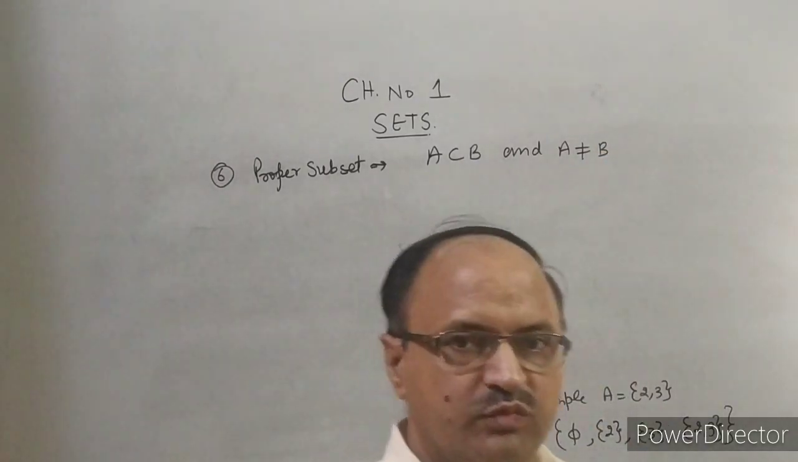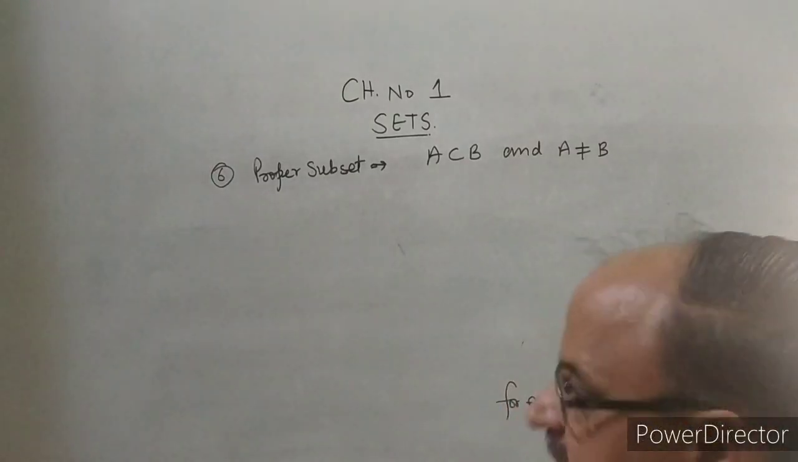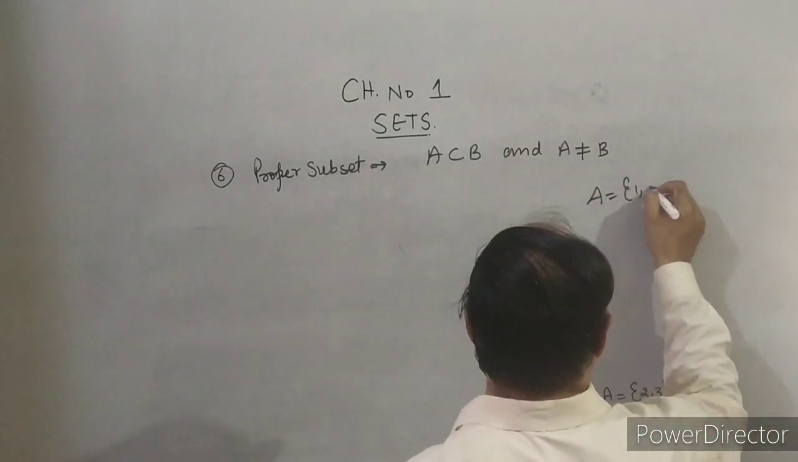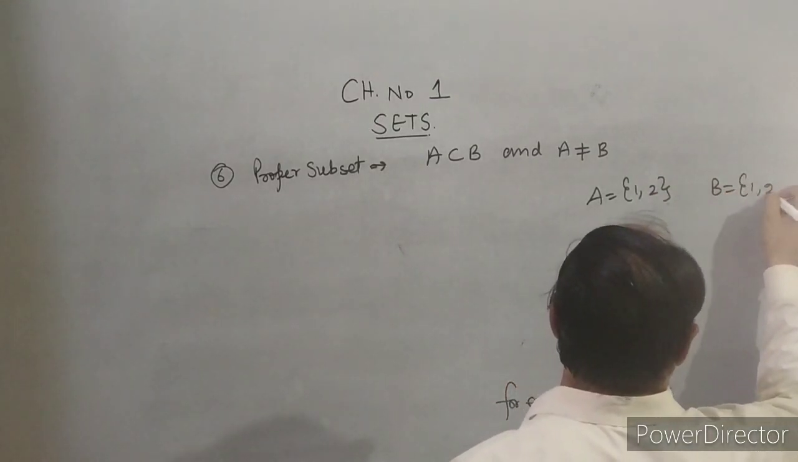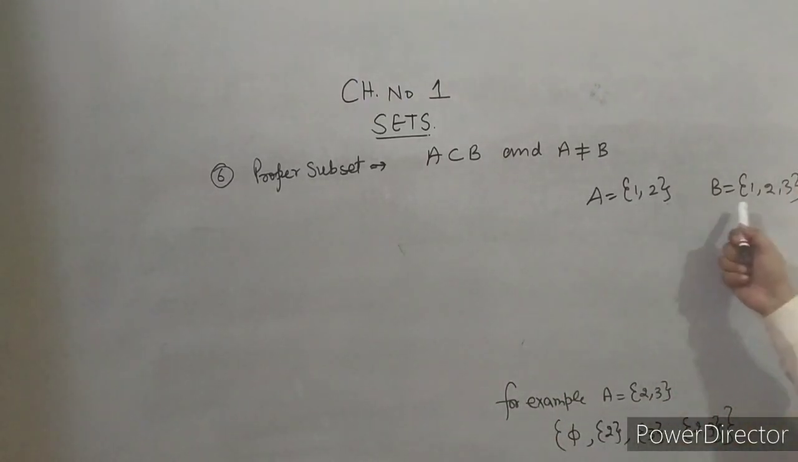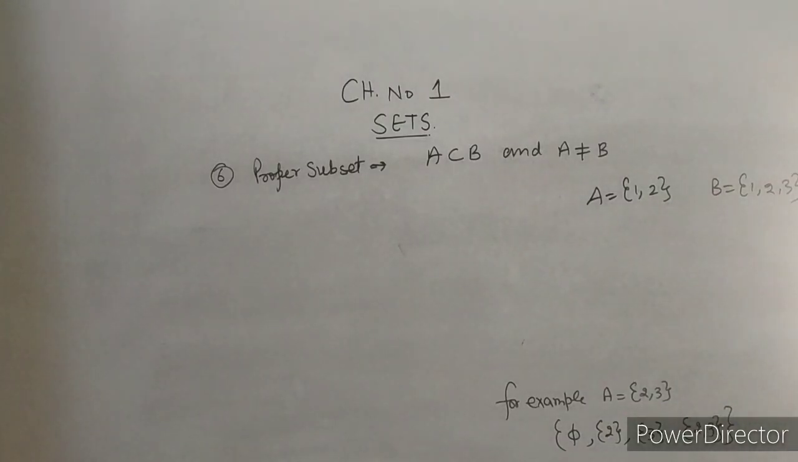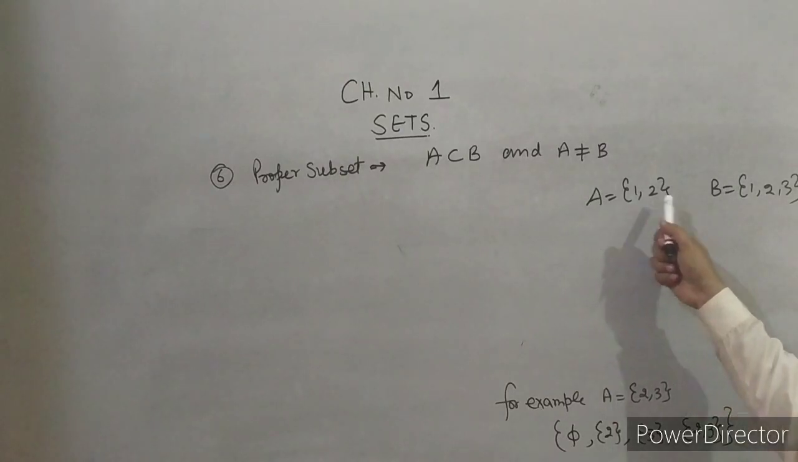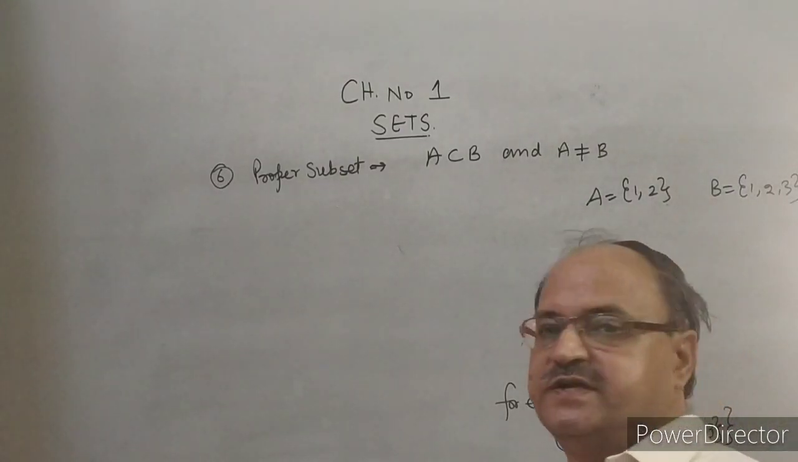A is a subset of B and A is not equal to B. Correct? For example, set A contains elements 1, 2 and set B is equal to 1, 2, 3. You know that A is a subset of B, but A is not equal to B. Every element of set A is in set B. So this is a proper subset.